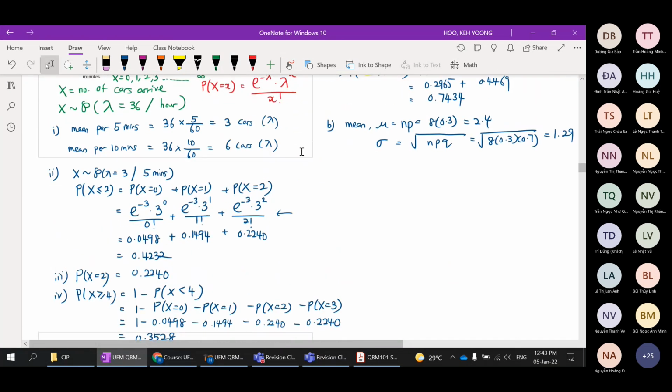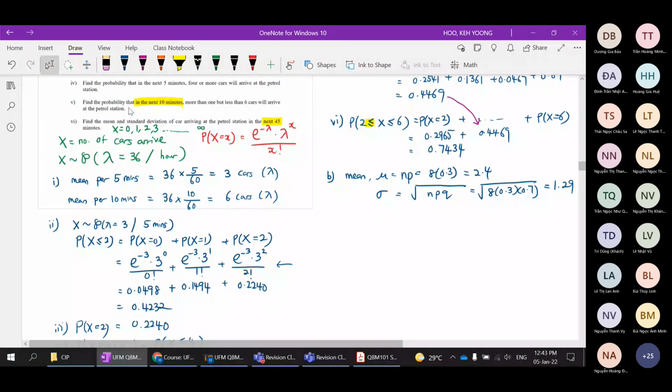Okay, next question. Find the probability in the next 10 minutes. So the time period now is changed to 10 minutes. More than 1, but less than 6 cars will arrive. For this question, you will use lambda equals to 6. We have found in part 1, 6 for a time period of 10 minutes.